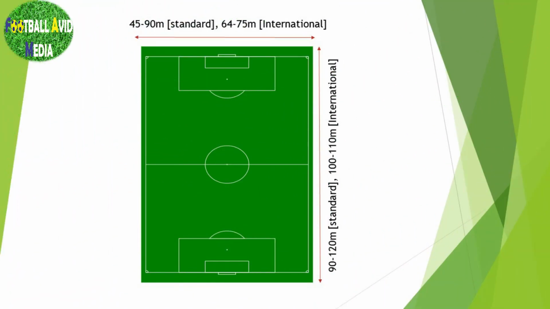The size of a football field is about 100 meters long and 60 meters wide, but in official matches, there are rules about minimum and maximum dimensions.